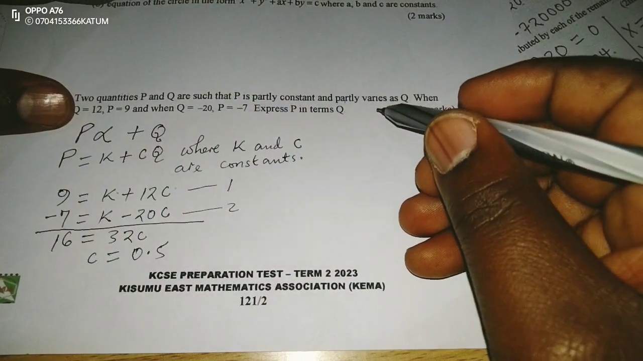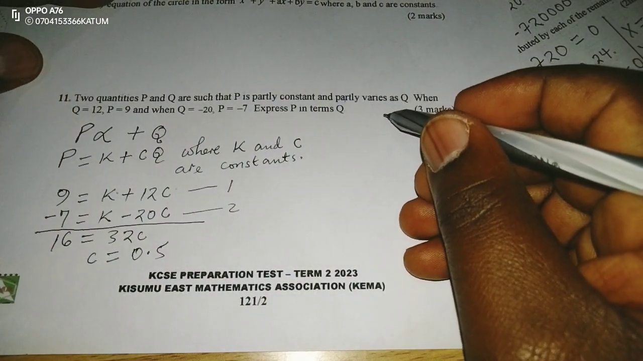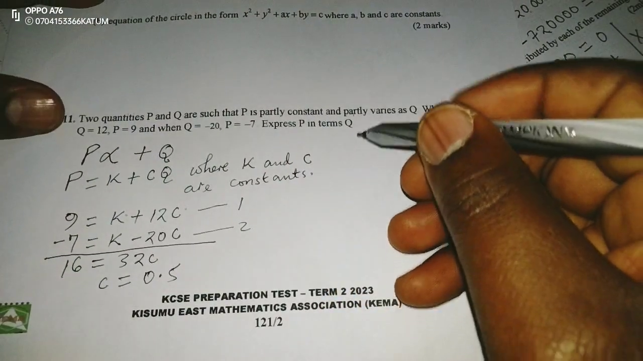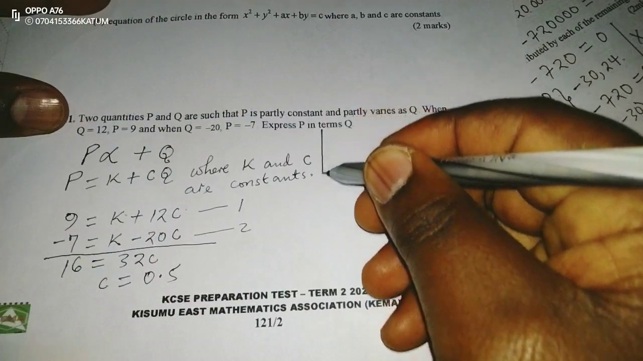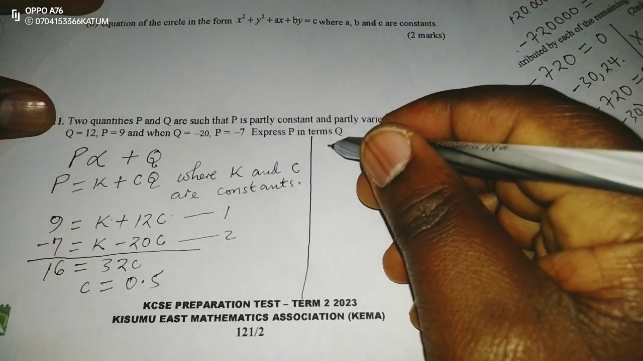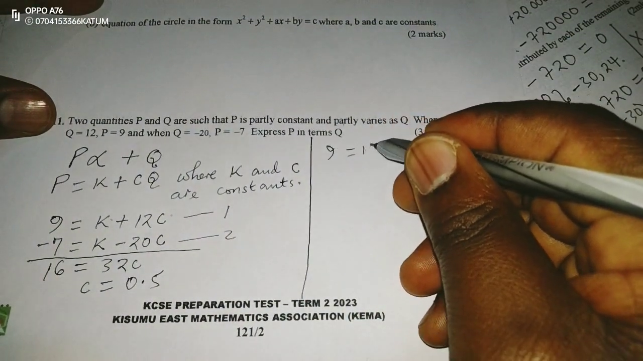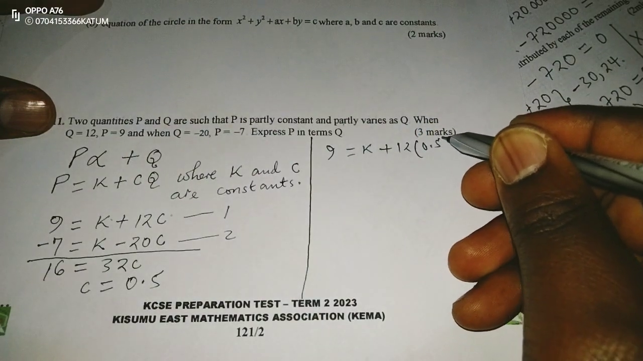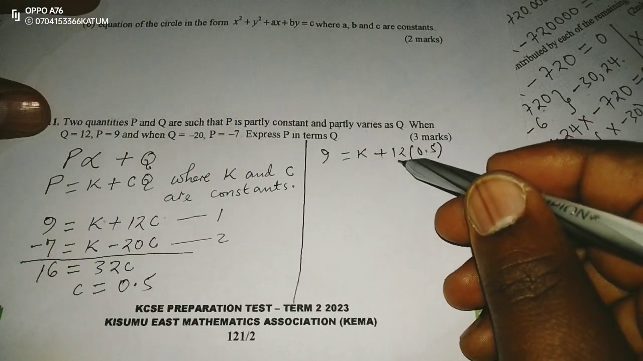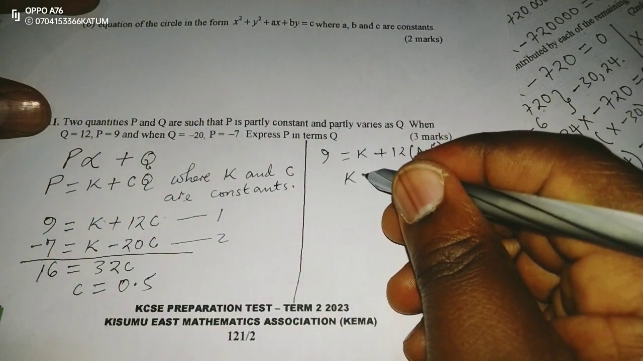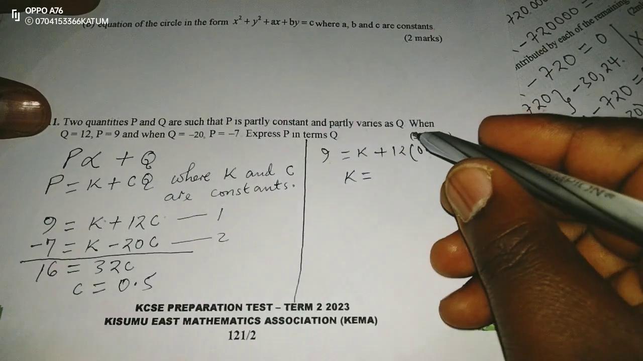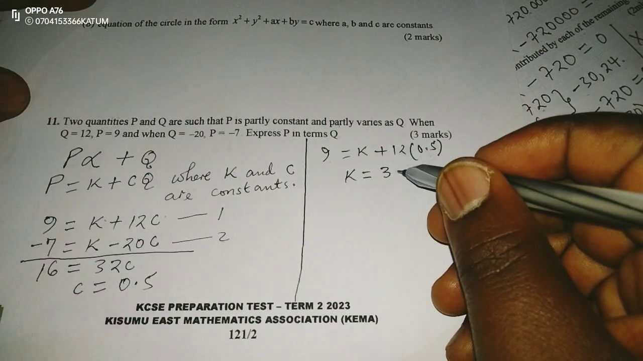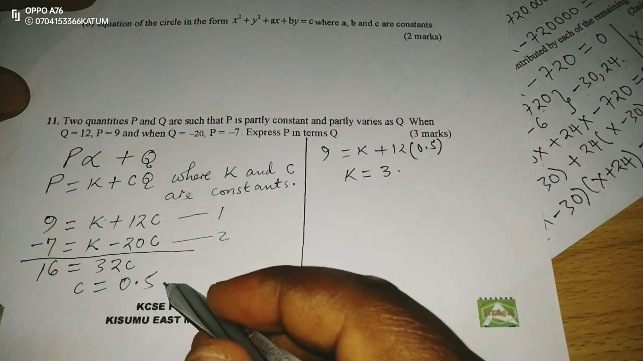In this case now that C is known, we can get the value of K using any of the equations. For example, substituting in equation 1, we're going to have 9 equals K plus 12 multiplied by half. So this is going to be 6. So to remain with K, we'll subtract 6 at this side and we'll get a 3. So the two constants are 3 and 0.5.